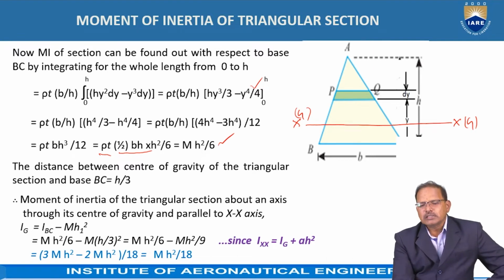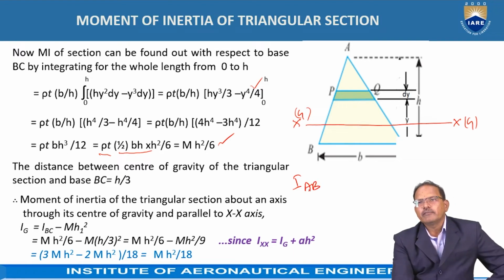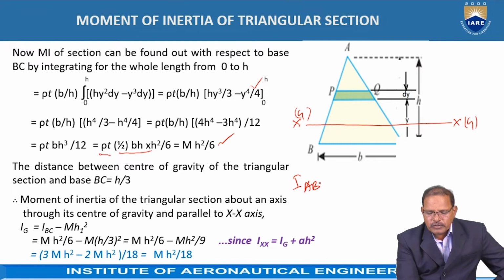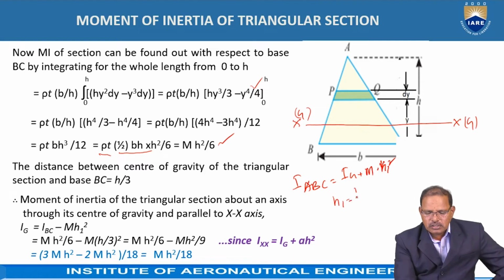Now, according to the parallel axis theorem, I_AB, that is the mass moment of inertia of the triangular section about a line BC, is equal to I_G plus mass into the square of the distance between these two lines, that is, M h1 square. But the center of gravity of the triangular section lies at a distance of h by 3 from its base. That means I can take h1 is equal to h by 3 in that equation.